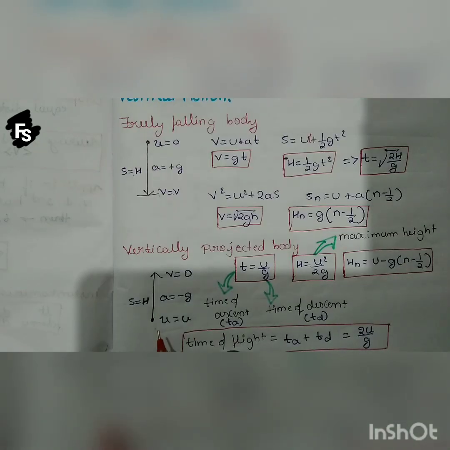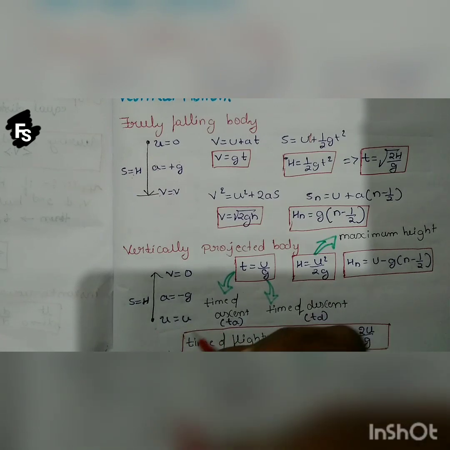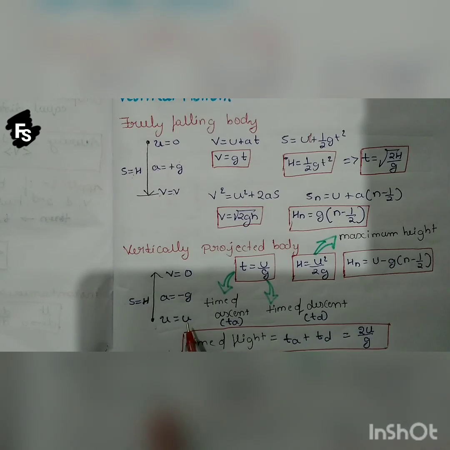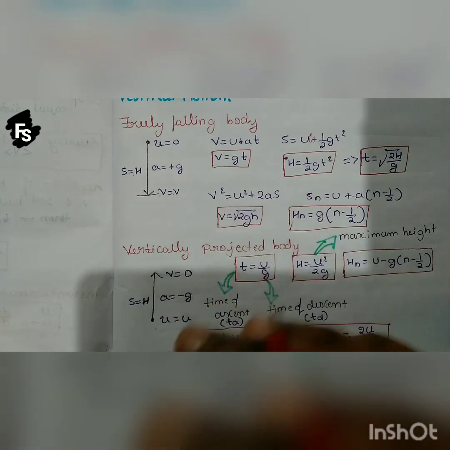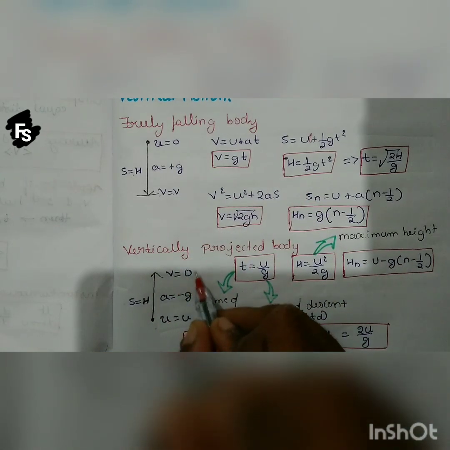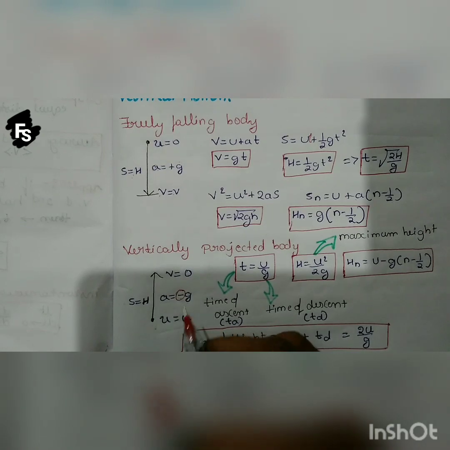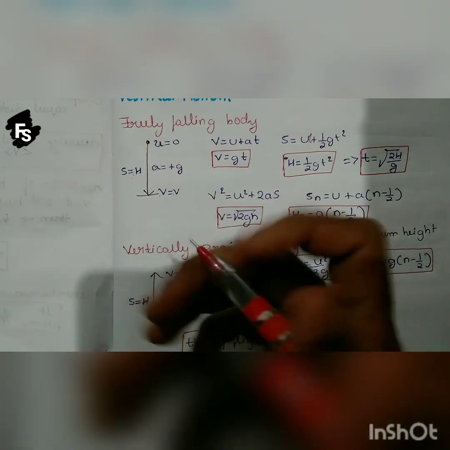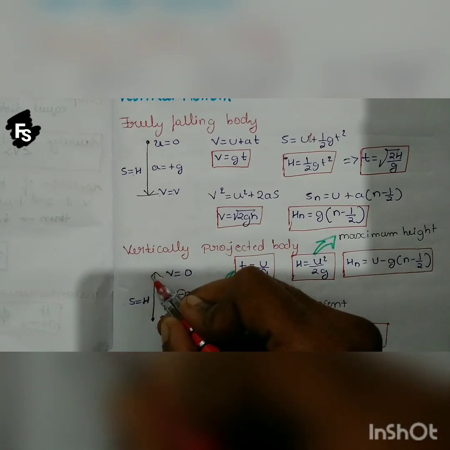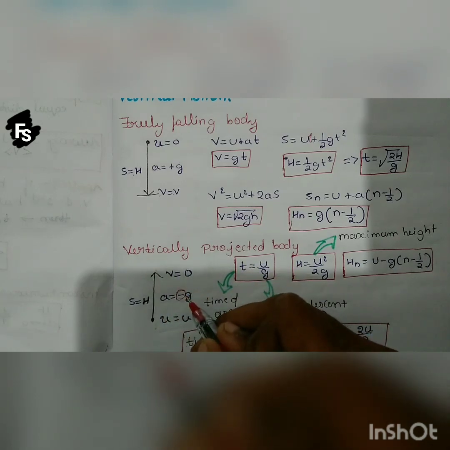Let's consider the body is thrown from downwards to upward. At the bottom, the initial velocity is u. Means we throw it, so the velocity is known as initial velocity u. And the final velocity at the highest point becomes 0, so v equals 0, and the acceleration is minus g. Minus is because the body is moving opposite to the gravitational field, opposite to the gravitational force, so it is taken as negative, minus g.